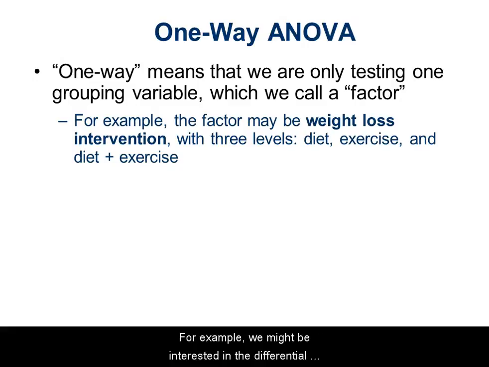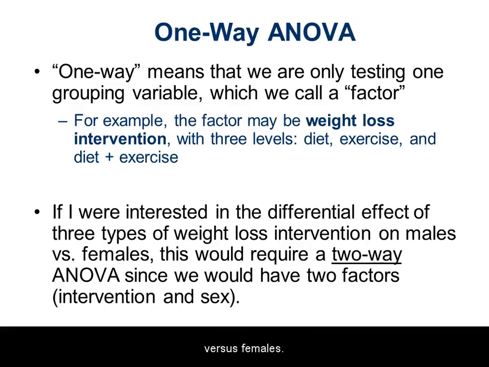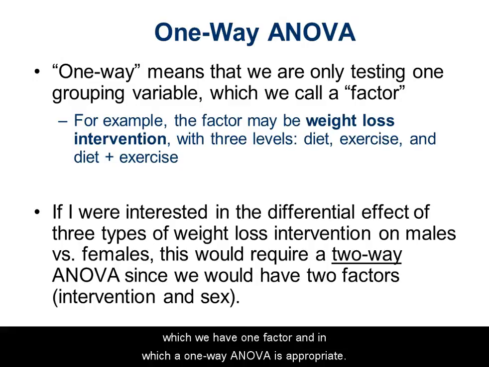For example, we might be interested in the differential effect of these 3 weight loss interventions on males versus females. A two-way ANOVA would tell us the effect of the intervention, the effect of sex, and whether the effect of the intervention was contingent on sex. For example, does diet plus exercise work better for men than for women? This is called an interaction effect. In this presentation, we will focus only on an example in which we have one factor and in which a one-way ANOVA is appropriate.